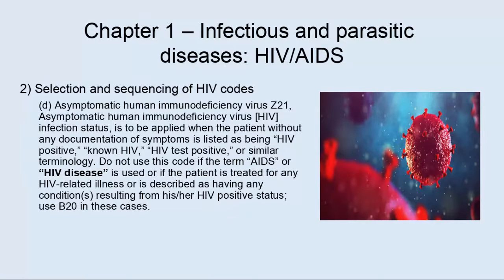Now let's move on to infection and parasitic diseases. And there's a number of changes to the HIV AIDS guidelines. So selection and sequencing of HIV codes, and they just added, do not use this code if AIDS or HIV disease is documented. So this is for Z21 asymptomatic. So if it says the patient has AIDS or HIV, you're not going to use this. And this is added to HIV positive, known, etc.